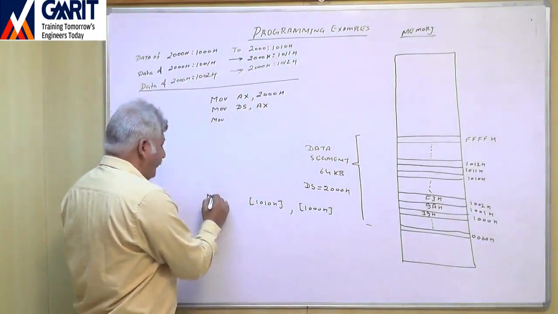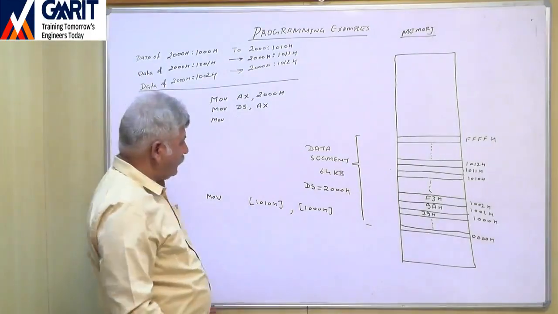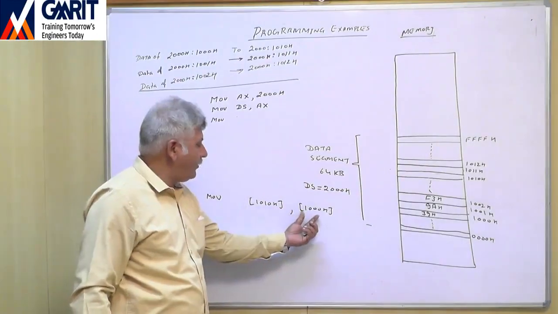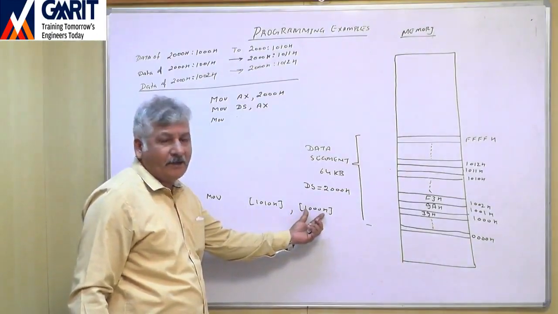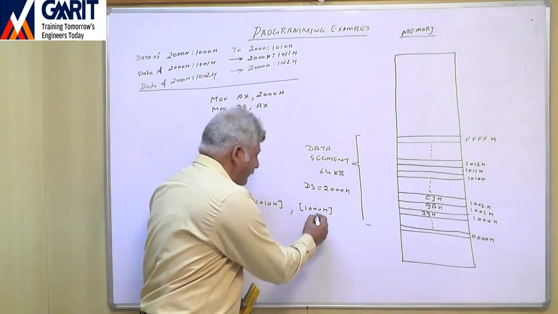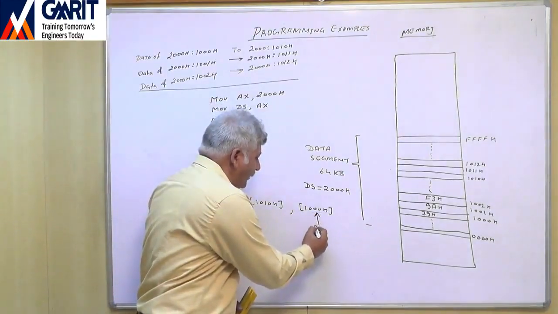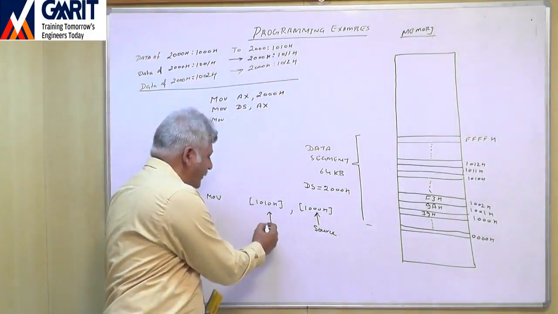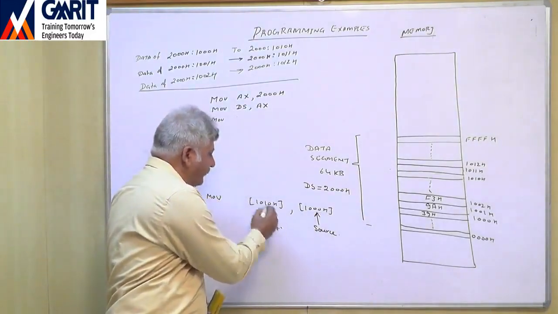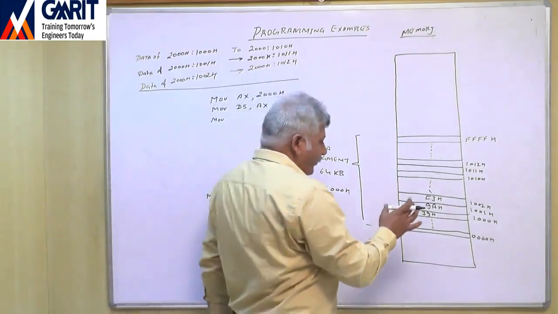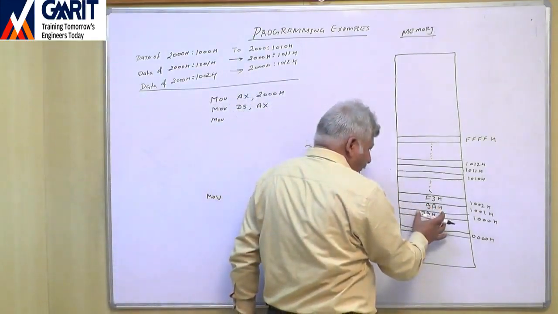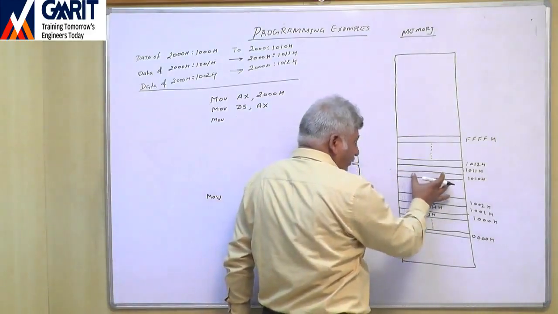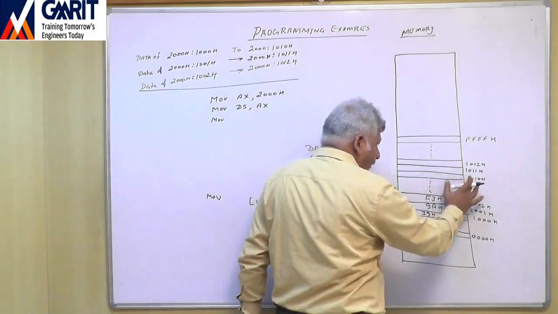And if I write this instruction, MOV within bracket 1010H, comma, within bracket 1000H. So this is the offset address of my source, and this is the offset address of my destination. So what basically we want, whatever is at offset address 1000H inside the memory, this has to be transferred to a new offset address inside the memory, 1010H.